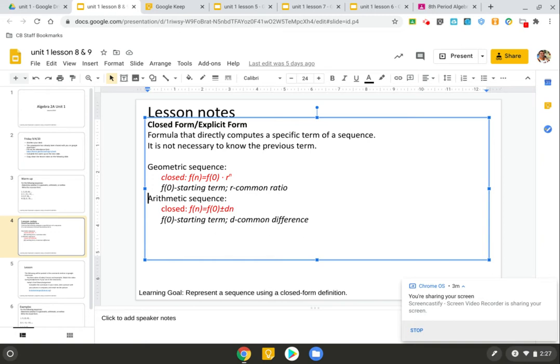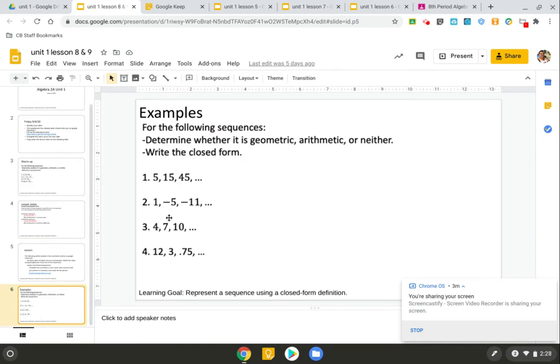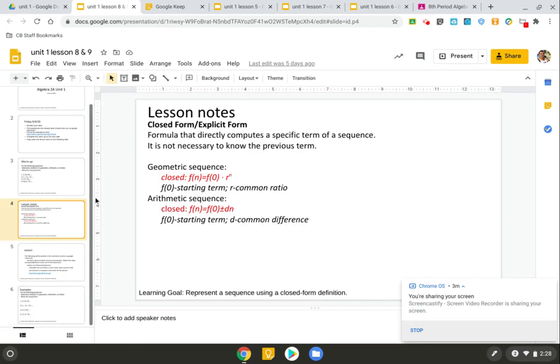We need to know the starting term, term 0, as we call it, or f of 0. And if it's geometric, we need to know the common ratio. If it's arithmetic, we need to know the common difference. To show you how that works, let's look at these examples. This is basically what we're going to do today: determine what type of sequence it is, and then use the formula as in the lesson notes.